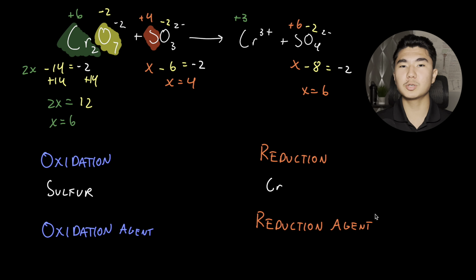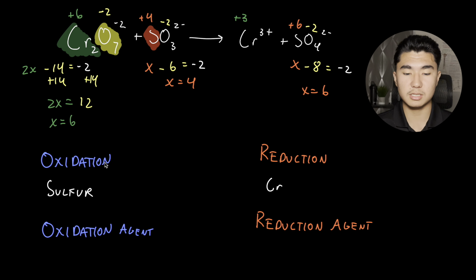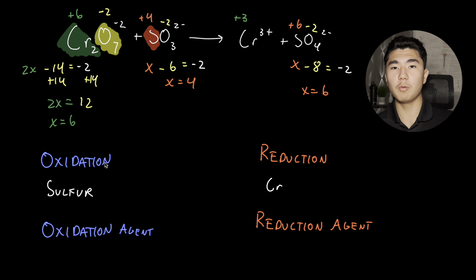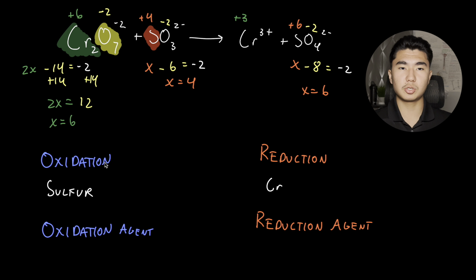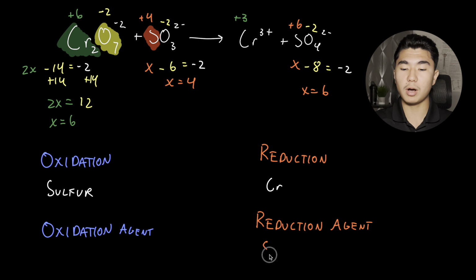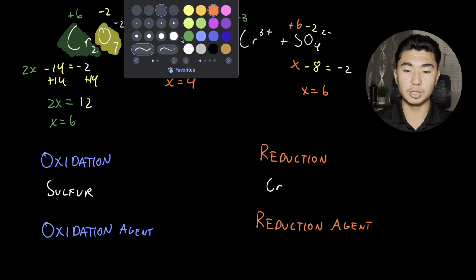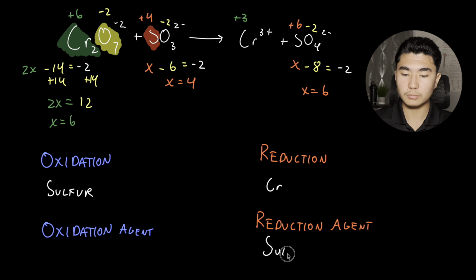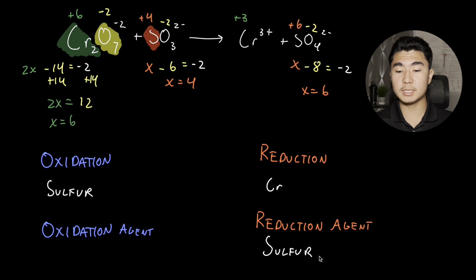A more conceptual way to understand this is that with oxidation, we know that sulfur is being oxidized. So sulfur is losing an electron, but it is also helping with the reduction, because it's contributing to a gain in electrons for another element. This is why sulfur is our reduction agent. And let me change the color over here. So sulfur is our reduction agent because this is the element that is causing reduction by losing its electron.